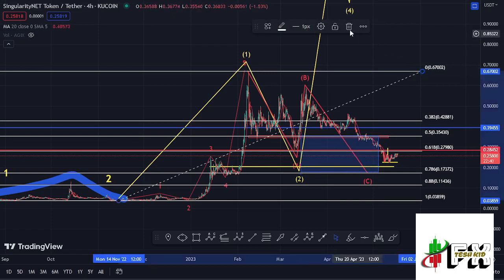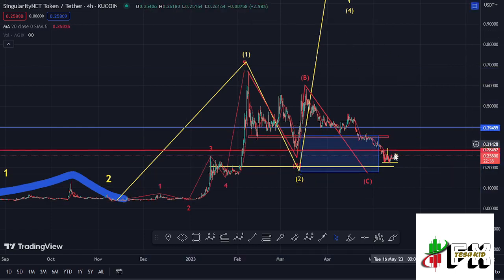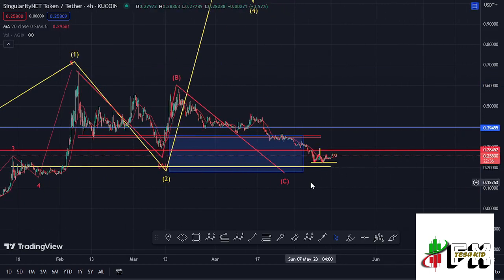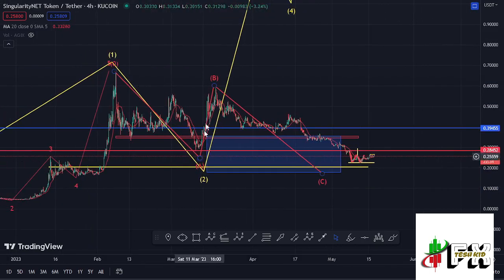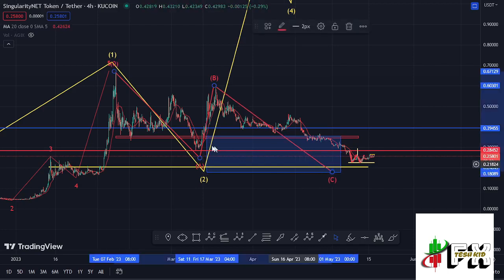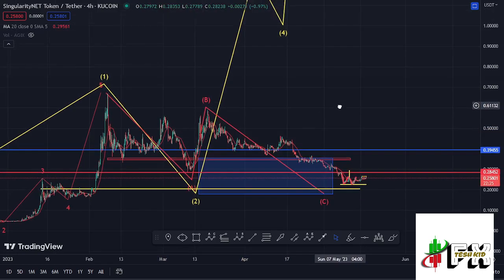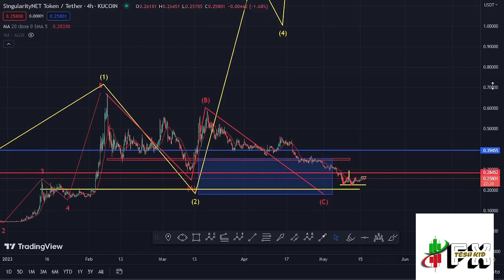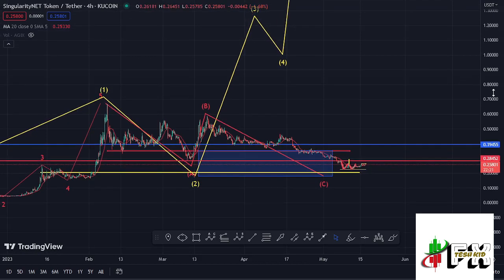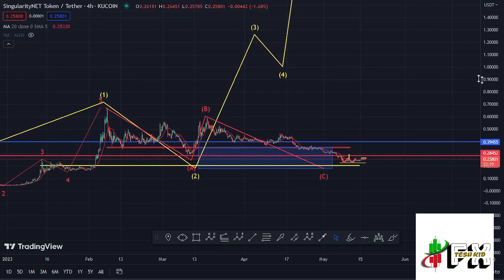And at the time of this recording, we have almost fully maximized that blue target area, and also seen an ABC corrective structure play out because of the corrective nature in the formation of that wave 2. And that now means that there are chances that we might have bottomed out in the formation of this wave 2, and we are now ready for that massive pump in the formation of that wave 3.